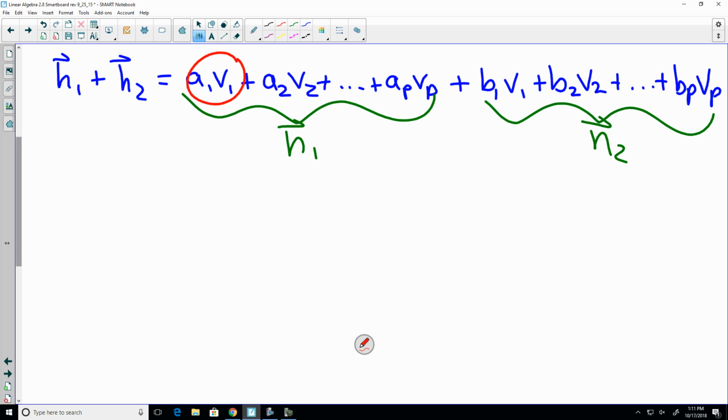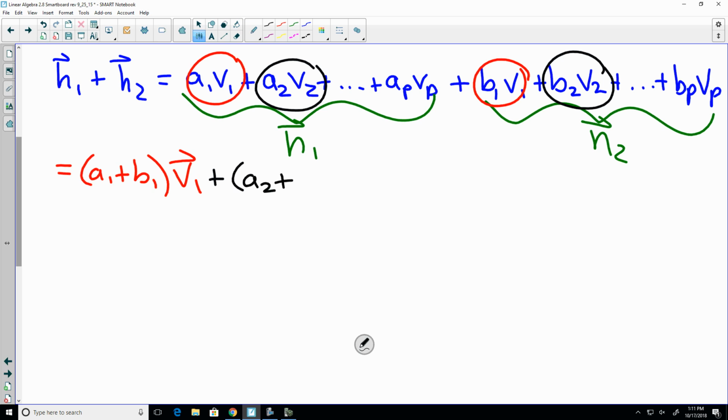So let's combine the V1s. This would be A1 plus B1 times V1, and combine the V2s, and you could do that with all of them. And what is that? That's a linear combination of the vectors V1 to Vp. So H1 plus H2 is also a linear combination. That means H1 plus H2 has to be in H.